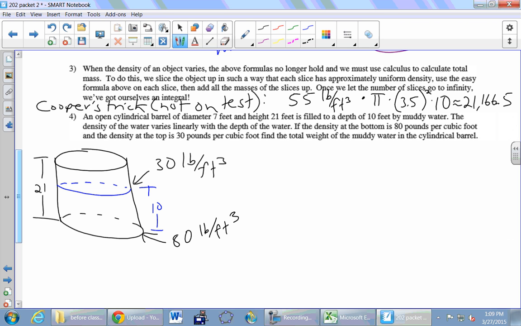Okay, so we know that this is the answer. It's that many pounds is the mass, although again, it's not a mass, that's a weight. Okay, so the whole barrel is 21,000 pounds and change. All right, so let's do this the calculus way.